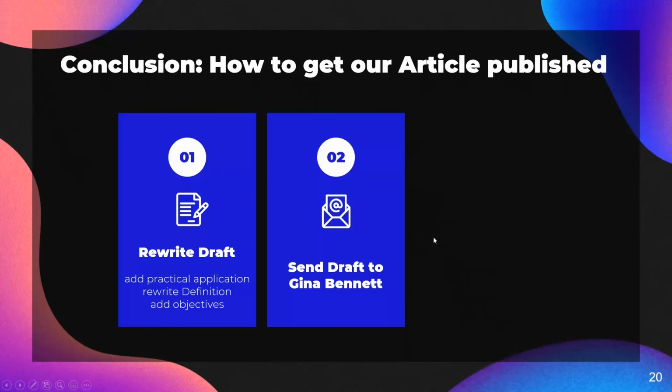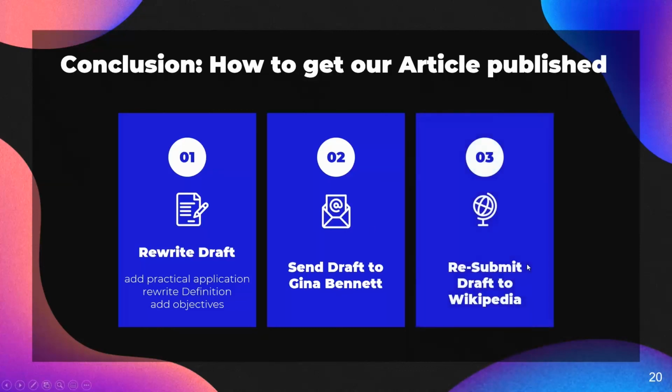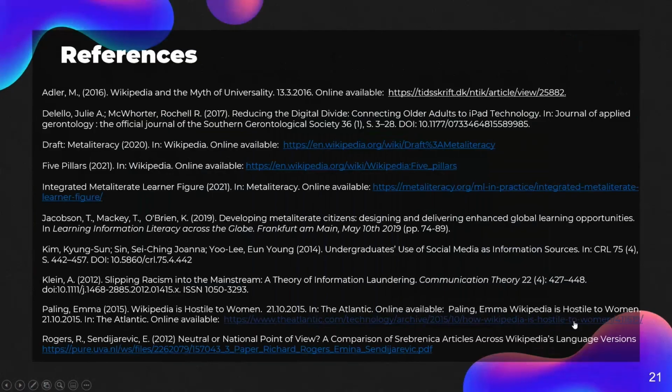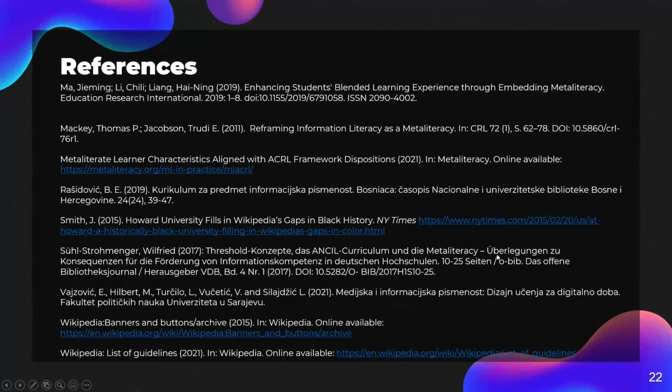Finally, we resubmitted this new draft to Wikipedia, and we are waiting for the administrators to give us feedback. This process may take a longer time, considering there are more than 3,000 articles currently under review. Some of our extensive research can be seen in the references, which represent just a small number of the sources we consulted.